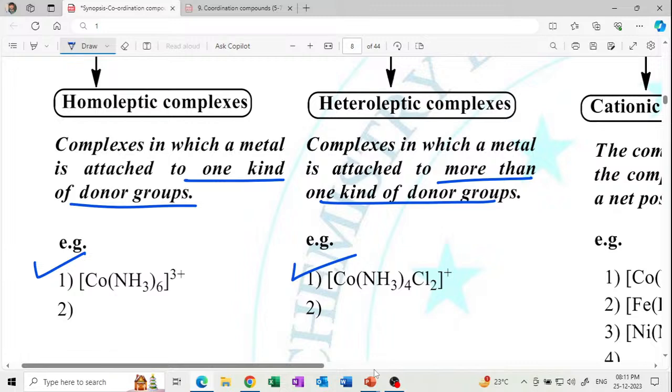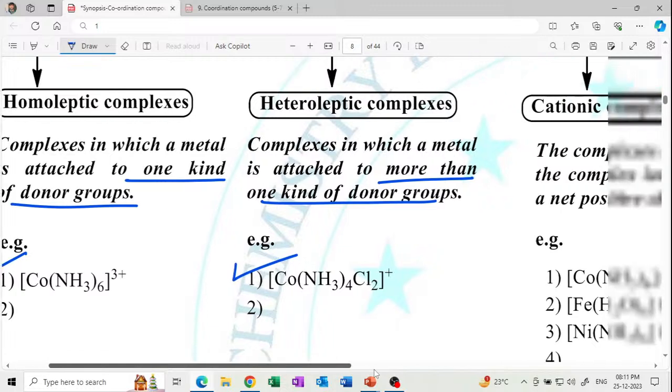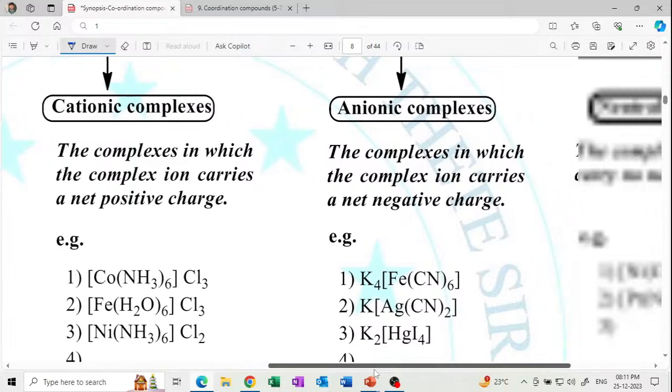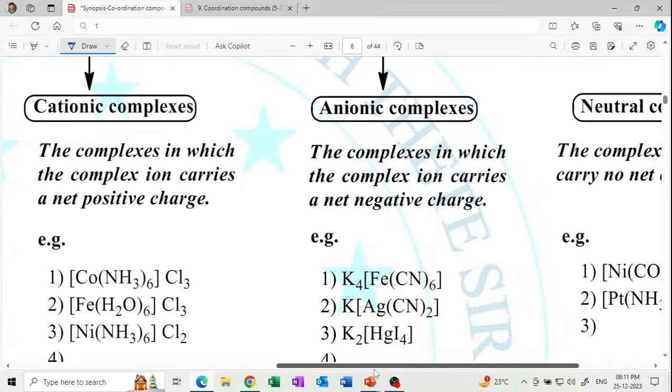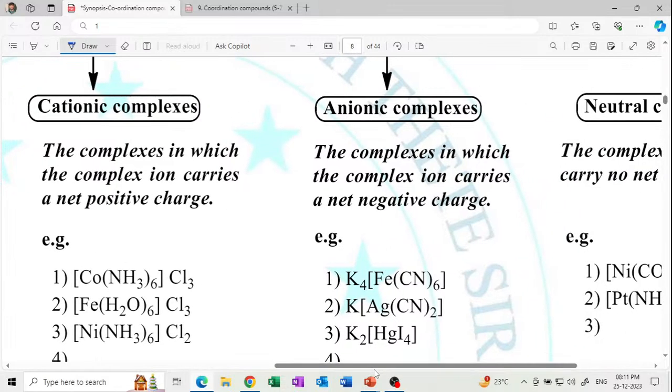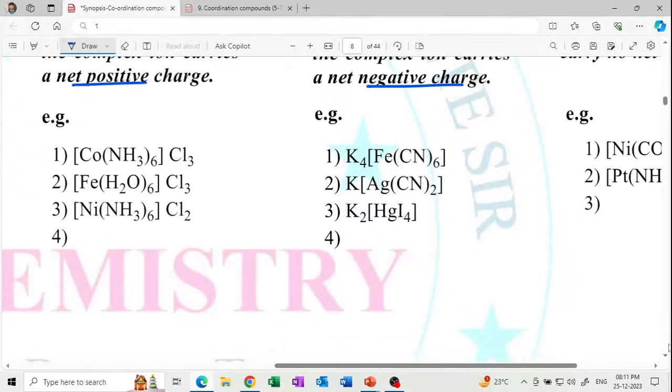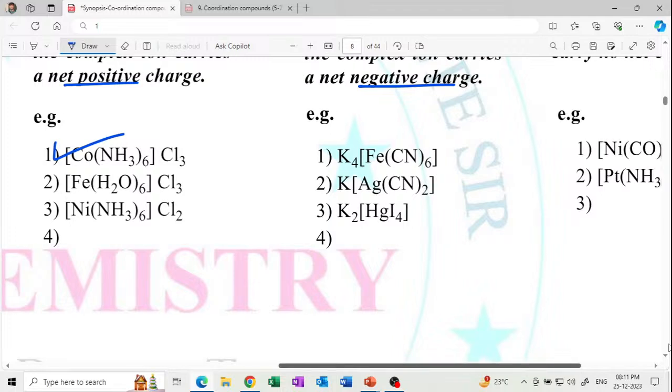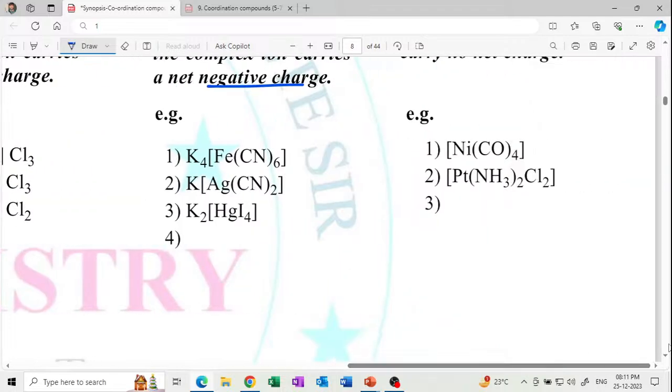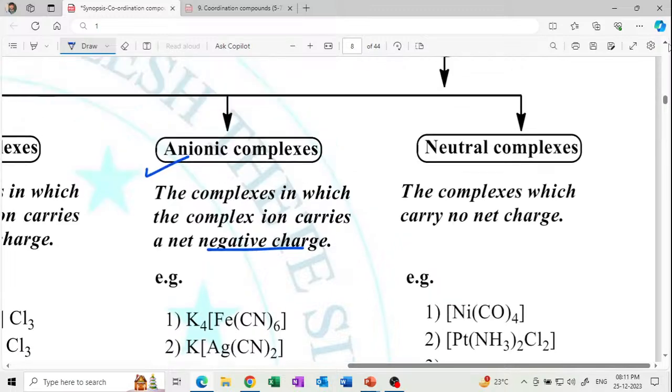At least you should be able to write any one example. Cationic and anionic. The complex which carries a negative charge, positive charge, negative charge. Get it? As cationic, anionic. At least you should know one example. So many examples I have noted, but at least you should know one example.